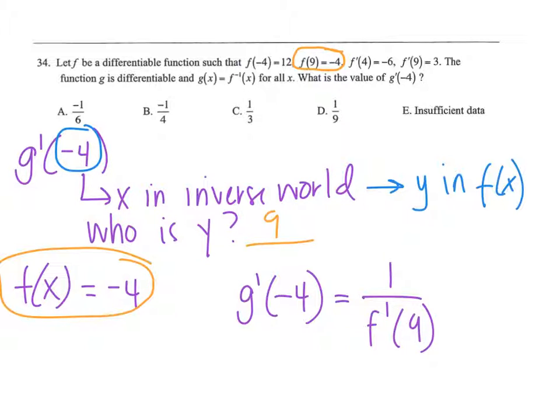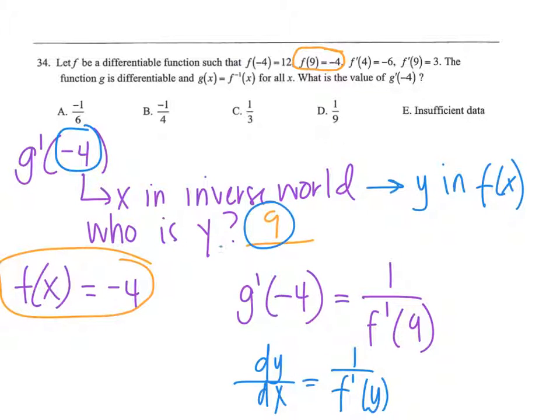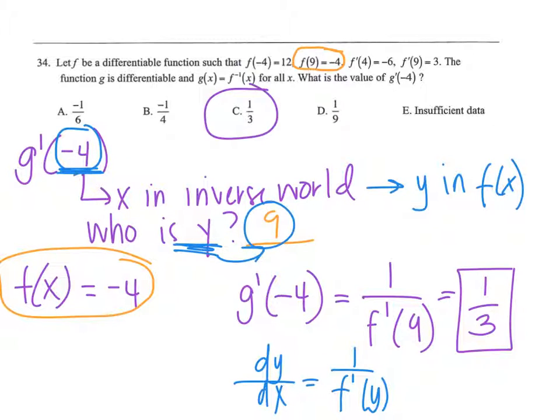Let's try that again. g prime of -4 is going to be equal to 1 over f prime of 9. Remember, dy/dx. For inverses, the rule is dy/dx is equal to 1 over f prime of y. Okay, f prime of 9. Who is y? When x is -4 in inverse world, y is 9. So the derivative of the inverse at -4 is 1 over f prime of 9, or 1/3. I hope that's gelling for you.